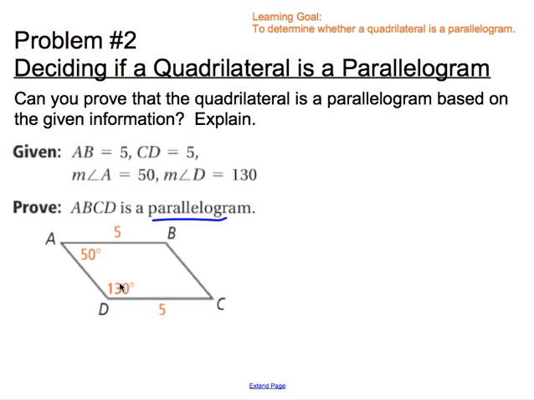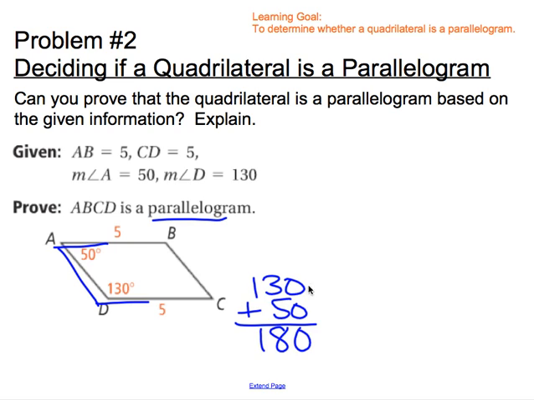Because of angle A and D's relationship, we can see that distinct C shape that we remember from chapter 3. These are same side interior angles, and they do in fact have a sum of 180. 130 plus 50 is 180. Because of that, AB is parallel to DC. And so now the theorem that we just looked at, we have opposite sides that are both parallel and congruent. So this is in fact a parallelogram.